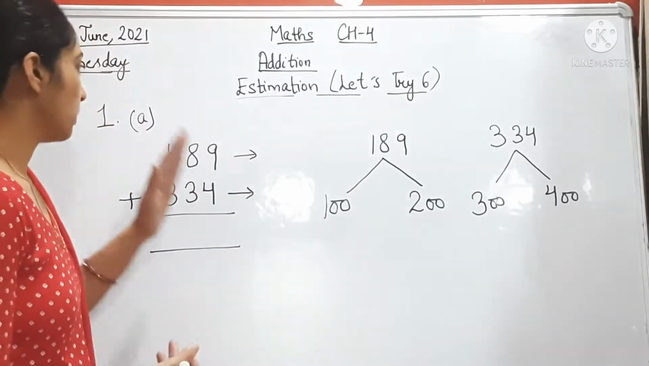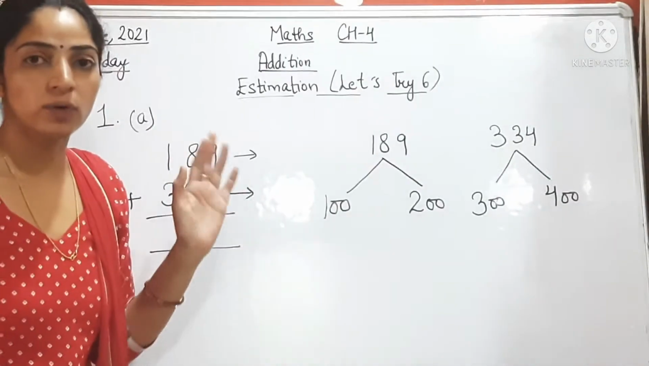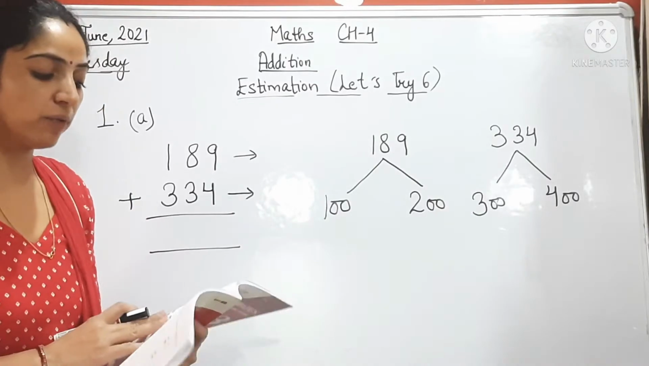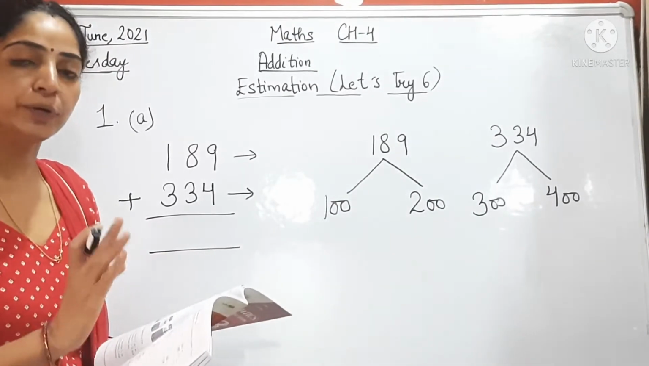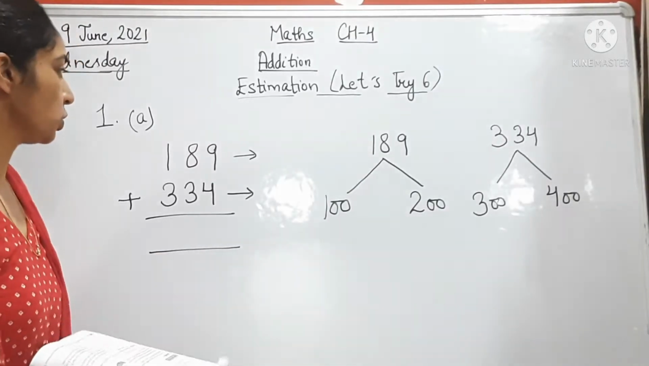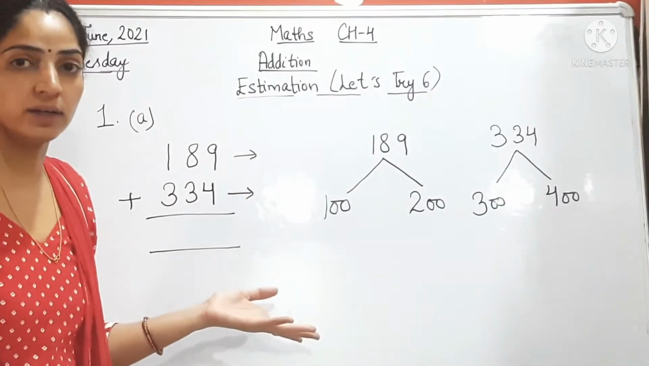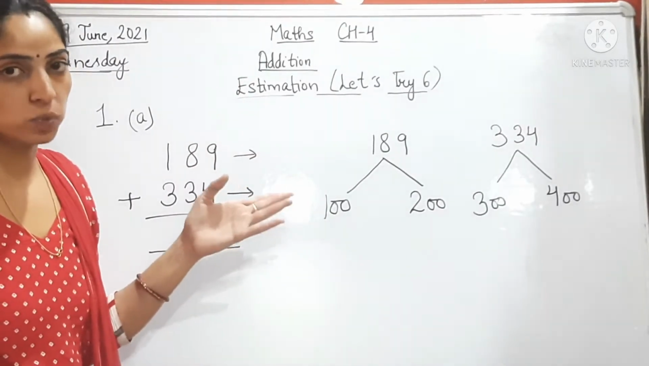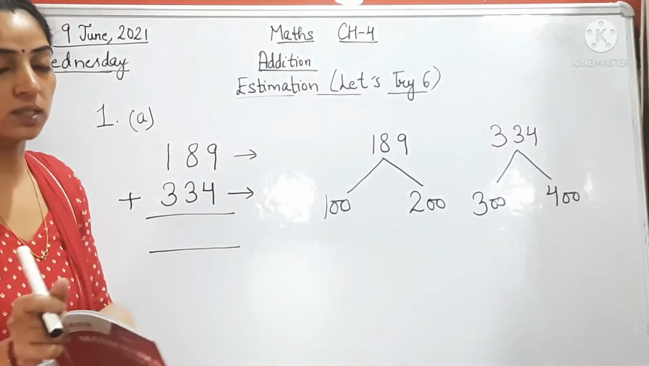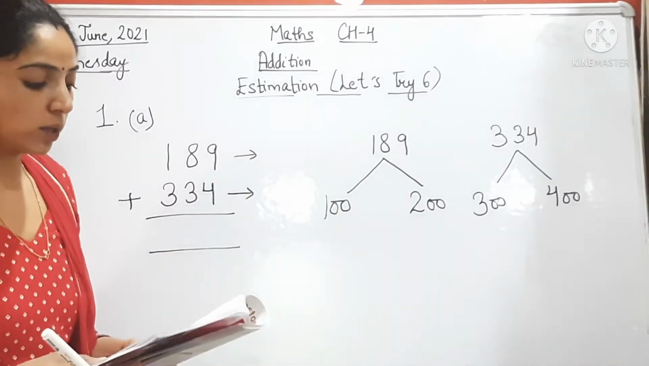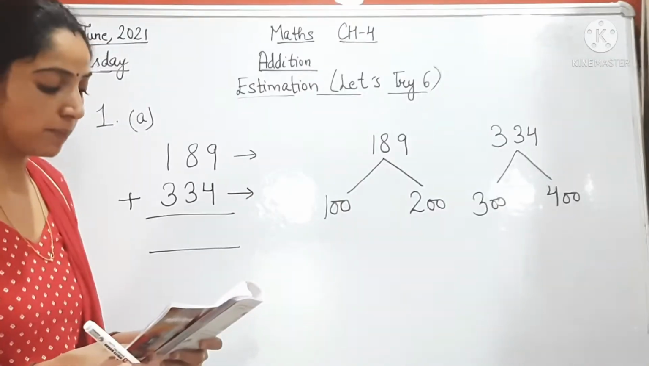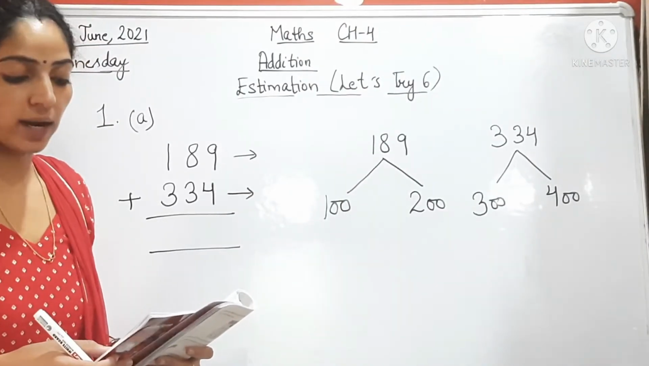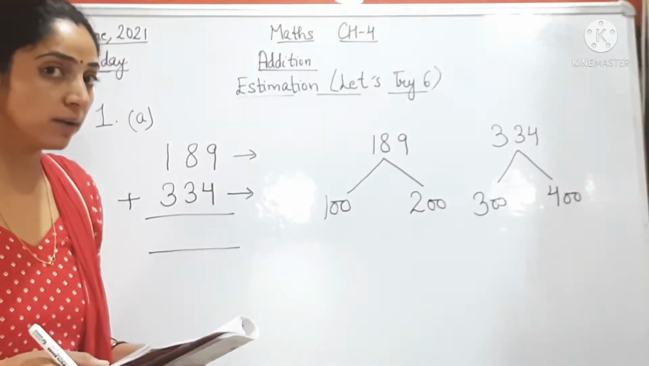So in question number 1 of your Let's Try 6, the question is: add the following. One has been done for you. You have to add the given sums, but one sum has been done for you. Estimate the sum by rounding each addend to the nearest 100.